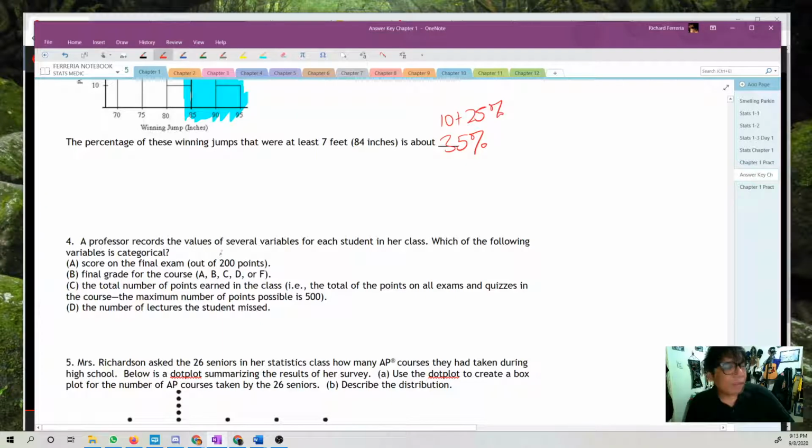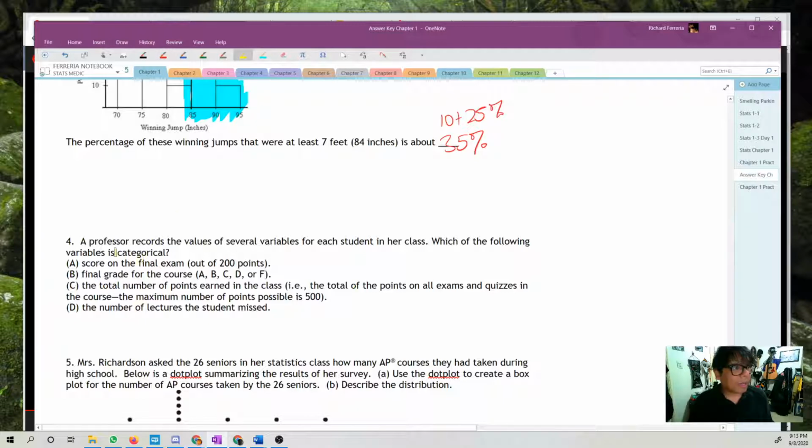It's quantitative if the answer is a number and that number has meaning. And so out of 200 points, definitely your number is going to have meaning on that final exam. So that's quantitative. Final grade, A, B, C, D, F. What's your final grade? Oh, I got a C. Well, that answer is not a number. It does make sense in order, but bottom line is it's not a number. So B looks like it would be categorical.